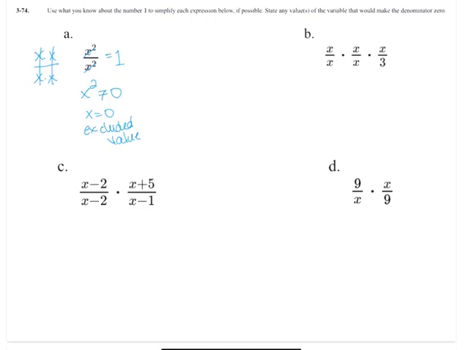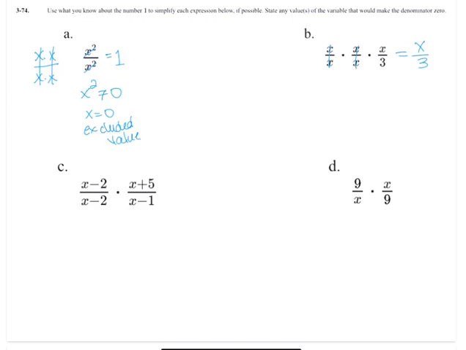So let's look at B. On B, x over x, it's a term over a term, so we know that's going to be 1. X over x, we know that's going to be 1. And then we still have our x divided by 3. Can we simplify that any farther? Nope. So to simplify this as far down as possible, we're going to get x divided by 3.